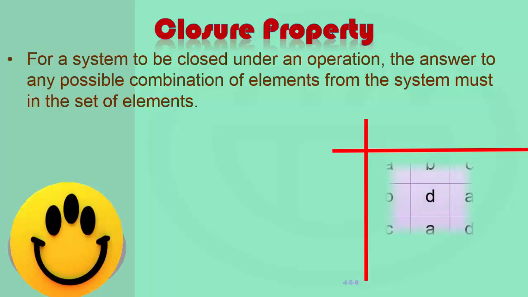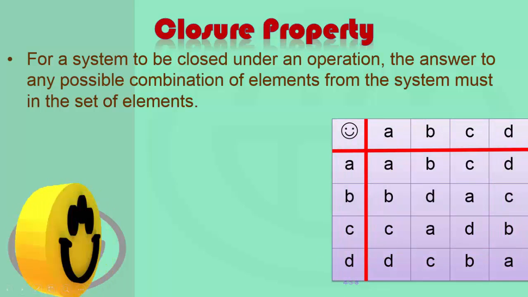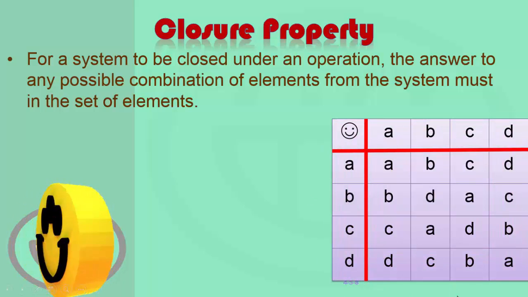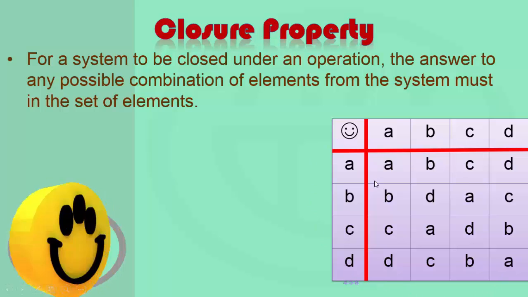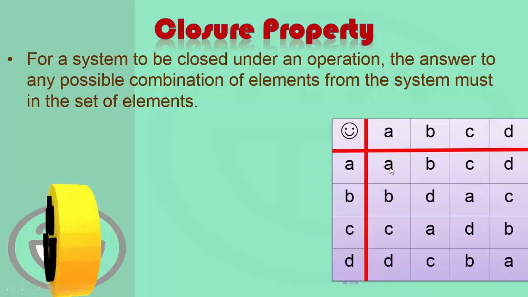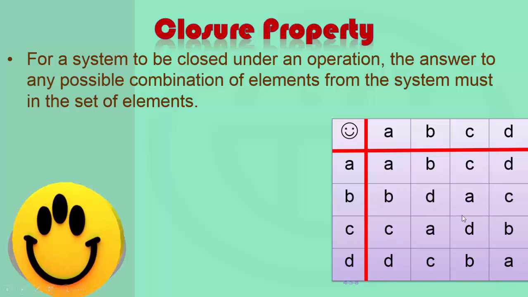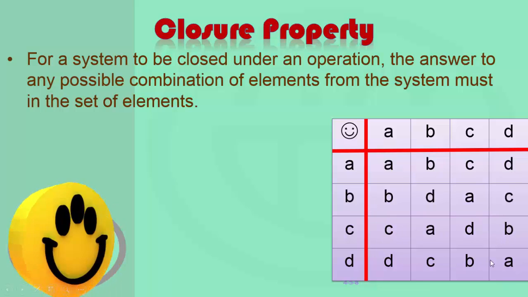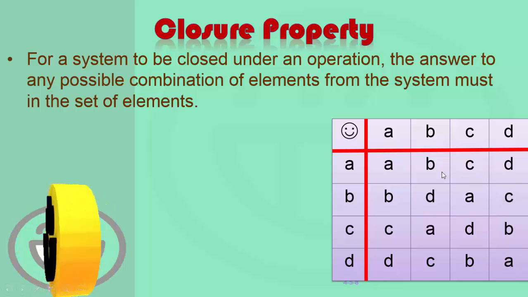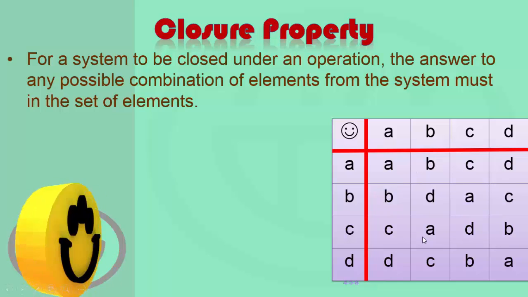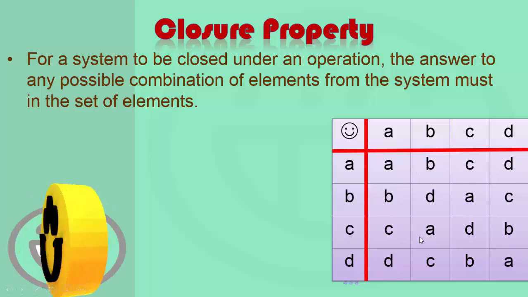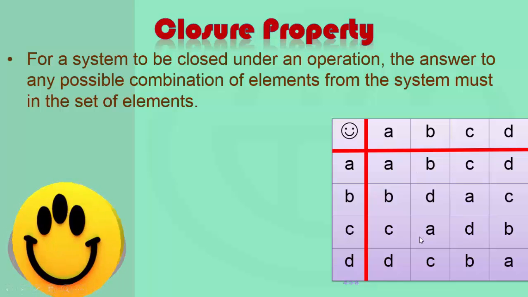Well, what this means is here is our smiley face operation table, and that means here we have A, B, C, D, A, B, C, D, and we look in the body of the table here, meaning inside here, and we see, is there any other elements in here besides A, B, C, D? Well, we see that the only elements inside here are A, B, C, or D. That means that it is closed.